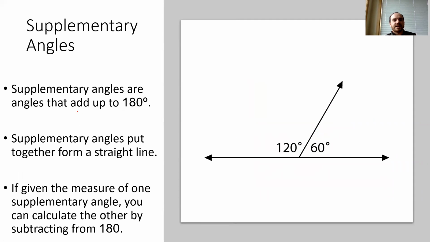Supplementary angles are angles that add up to 180 degrees. Supplementary angles put together form a straight line, so it's a very important way of identifying them. If there's a straight line and it's cut by a single line, then all of the angles will always add up to 180 degrees. If you take the angles on the other side too, then it's 360, but we're just worried about one side of the line. And if given the measure of one supplementary angle, you can calculate the other by subtracting from 180. Same basic idea. If I have an angle of 30 degrees, I can subtract it from 180, and I find out that the supplement of that angle is 150 degrees.